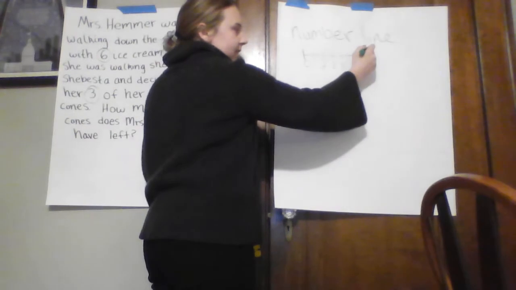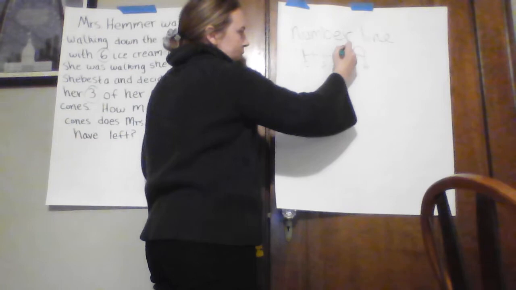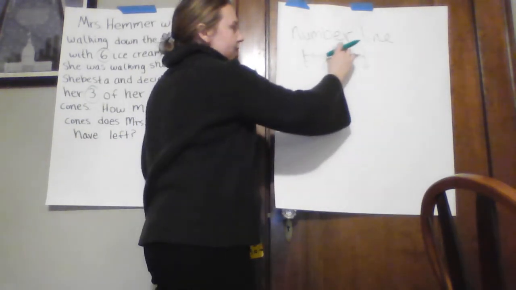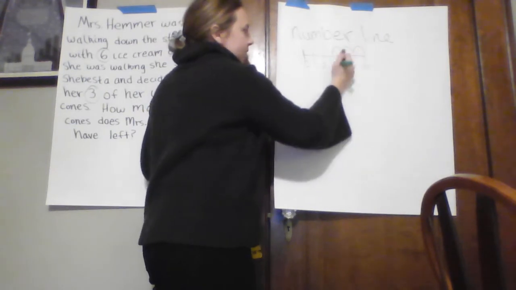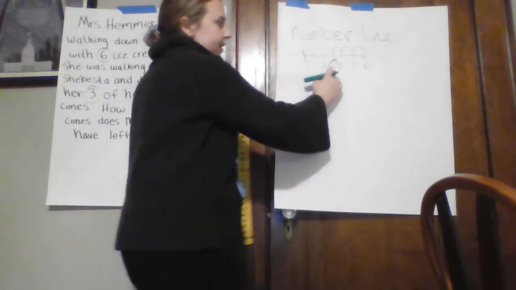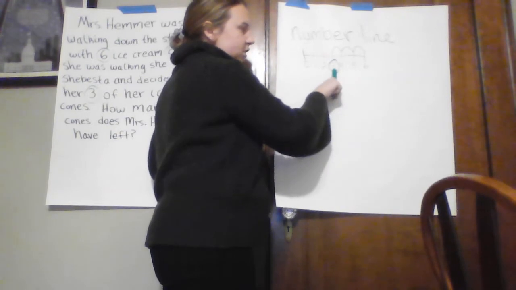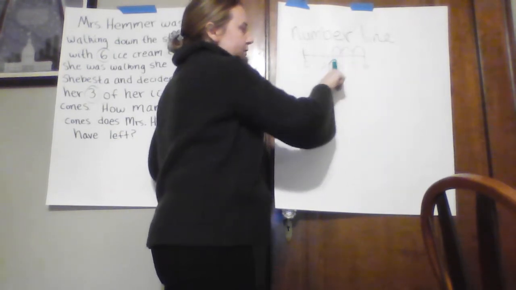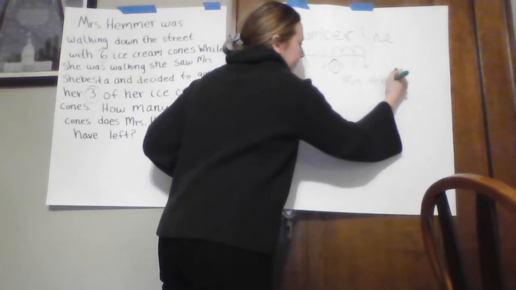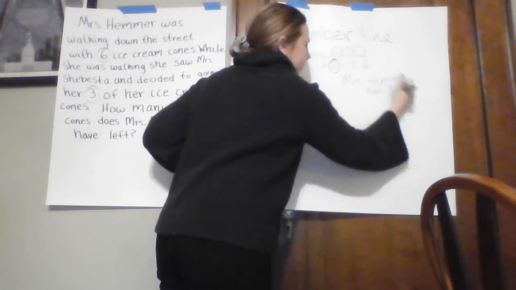So let's see. I had 6, and then I gave Miss Shabesta 3. So I go 1, 2, 3. Okay, so I've got 3 little arcs. So I gave Miss Shabesta 3 ice cream cones. So I'm going to circle my 3. Because now I know that because I had 6 ice cream cones, and I gave Miss Shabesta 3, 1, 2, 3, then Mrs. Hemmer had 3 left. Okay, had 3. So that's just one way to do it.